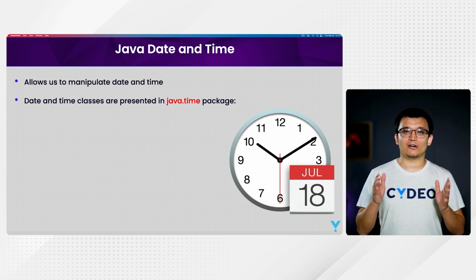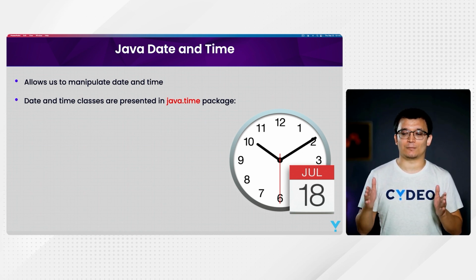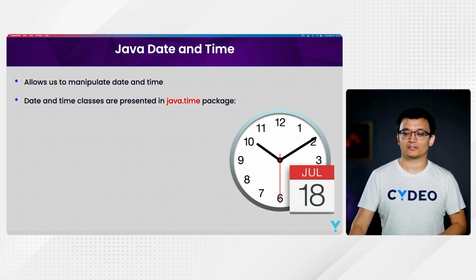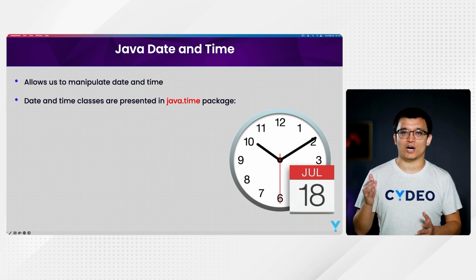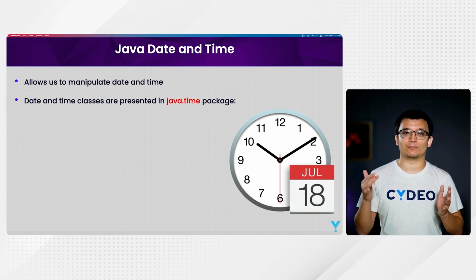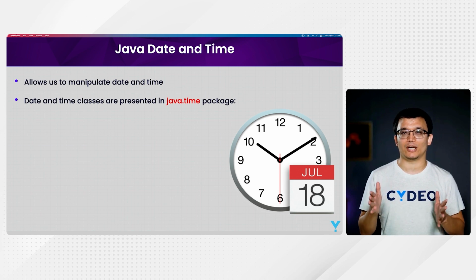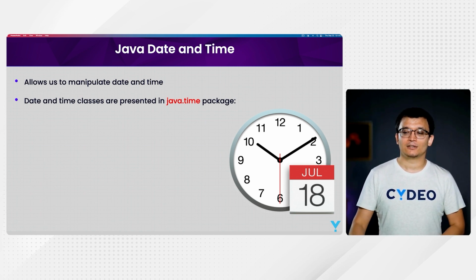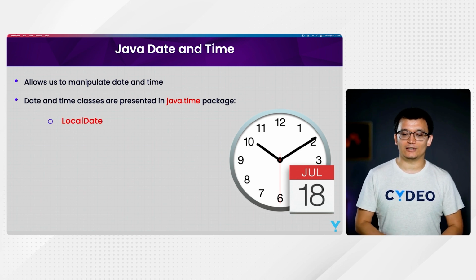All those classes that are introduced in Java 8 for manipulating date and time are presented in a package called the time package. This time package is a sub package of the java package, which means in order to use any of those classes that can help us manipulate the date and time, we need to import them from this package. And those classes are, first one is LocalDate, which is used for manipulating the date.